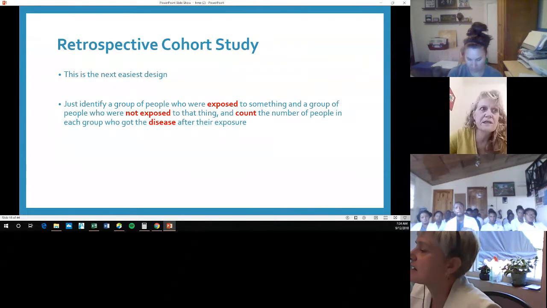Okay, so we could conduct a different kind of study. The retrospective cohort is the second easiest study design to do.